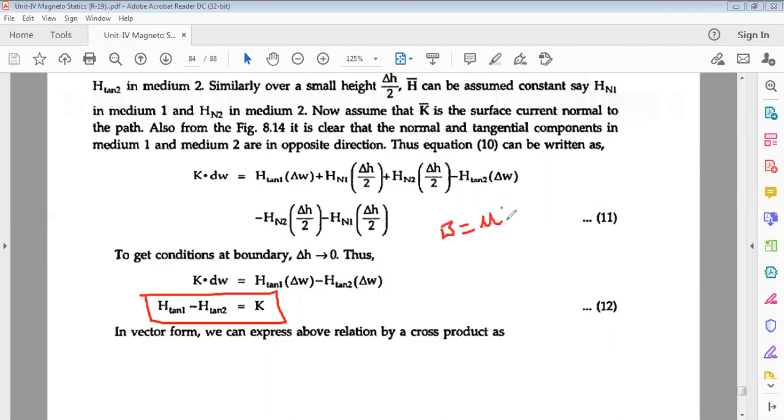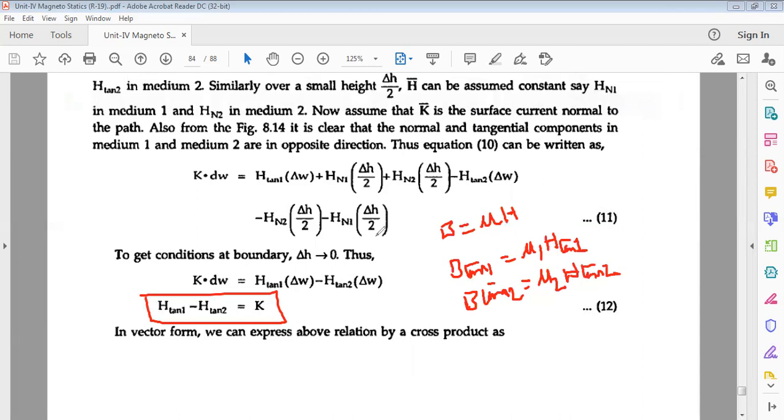And in a relation for the scalar only, B is equal to mu into H. So B tan 1 is equal to mu1 into H tan 1. Why did I write mu1? Because medium 1 has mu1. And B tan 2 is equal to mu2 into H tan 2.